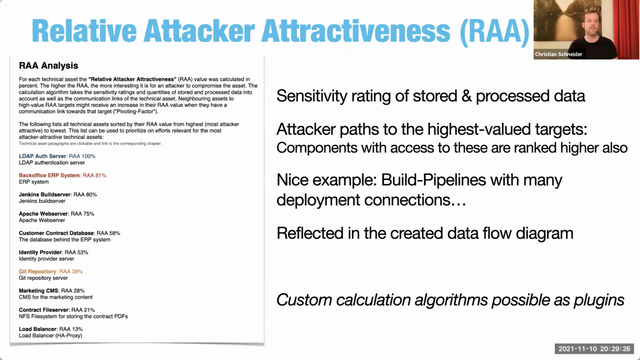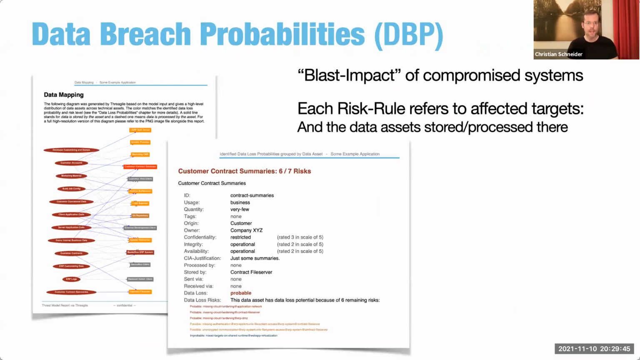And the outcome is interesting for bigger models where you have to focus on the most pressing things first. And that means you see then that according to that calculation, these and those are those components that possibly should be receiving some hardening security-wise first. And a data breach probability is also on a very simple scale of either improbable, possible, or probable are being calculated. Here you see a model, a data mapping model on the left side.